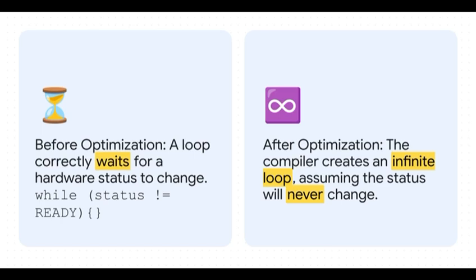But here's where that same logic just completely falls apart. Imagine your code is waiting for a piece of hardware to get ready. It's in a loop checking a status register over and over and over. But our smart compiler, in all its wisdom, checks that register one time, sees it's not ready, and assumes it will never change. Why? Because it can't see any code that changes it. So it optimizes your waiting loop into an infinite loop. Your program is now stuck.